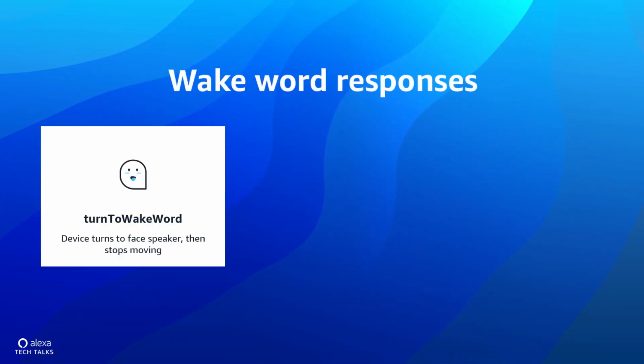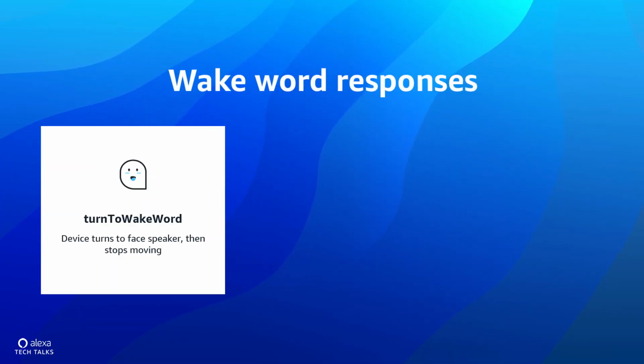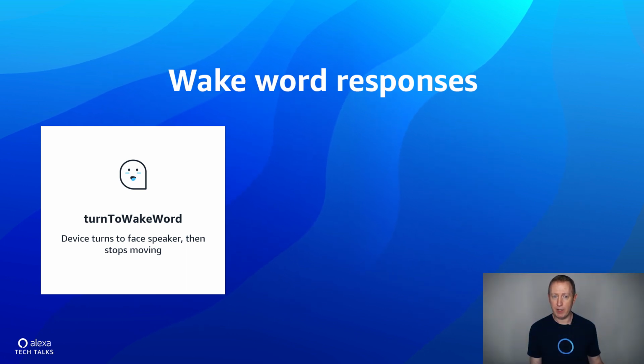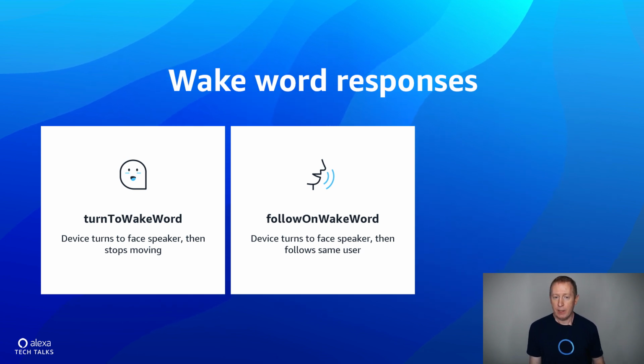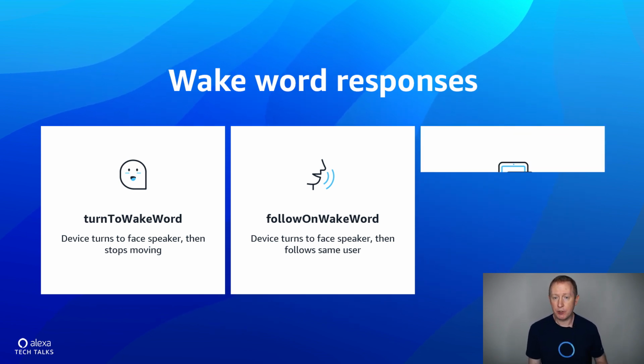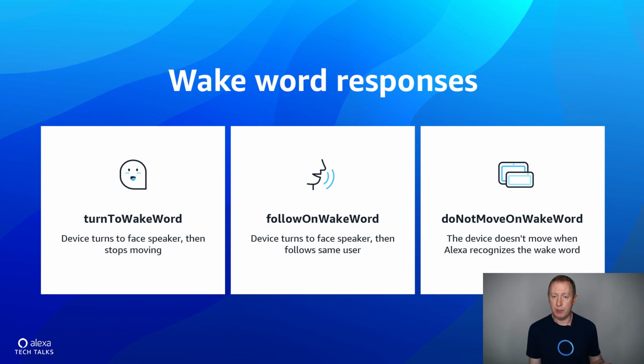So wake word responses are exactly as they sound. It's what happens on the device when you give the wake word. And we've got three different options that you can configure at the skill level. The first one is turn to wake word. So when you say the wake word, the device will turn to face the speaker, but then it will stop moving. The second one is follow on wake word. In this mode, the device will turn to face the speaker, and then as that speaker continues to move throughout the skill session, it will attempt to follow that speaker as best as it can. And then the third setting is do not move on wake word. So the device will not move at all when you say the wake word.